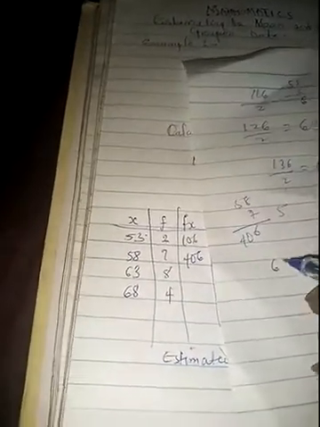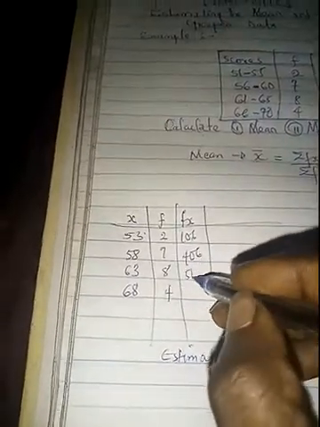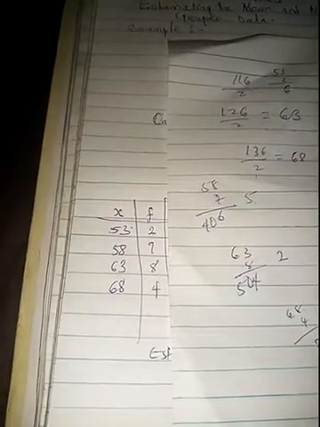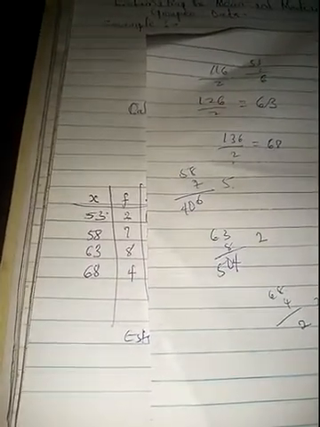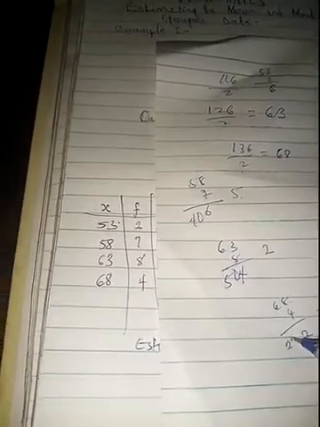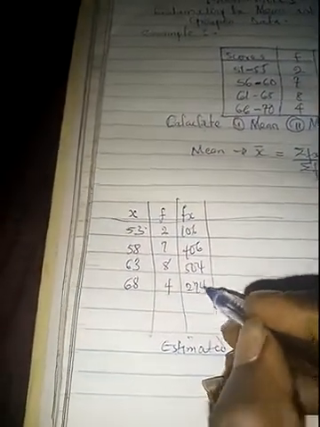Then 63 times 8. 8 times 3, that is 24, write 4 carry 2. 8 times 6, 48 plus 2, 50. That will give us 504. Okay, 68 times 4. 8 times 4 is 32, write 2 carry 3. So 4 times 6, 24 plus 3, that will give us 27. So 272.